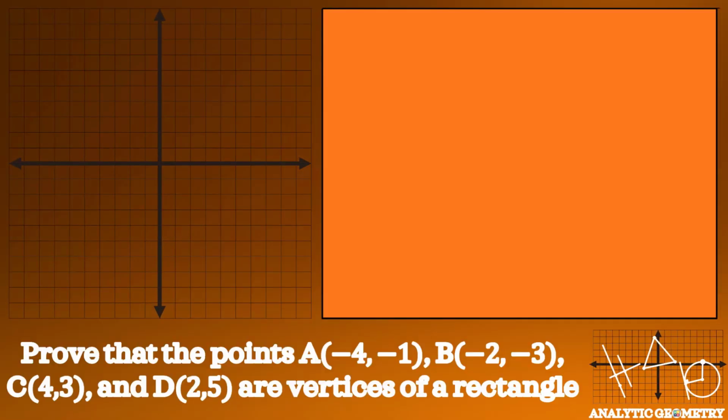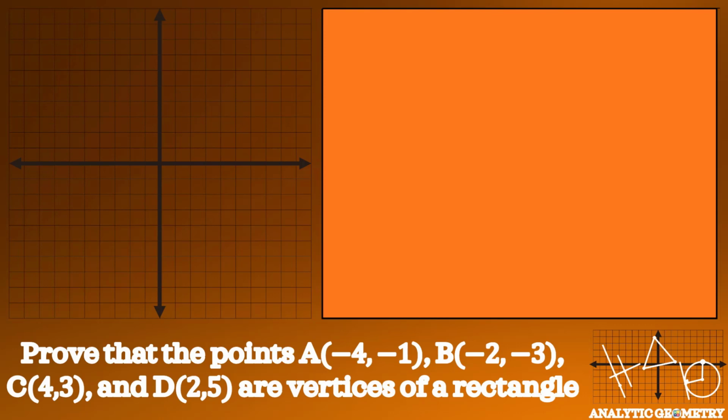Welcome to a new AG session all about analytic geometry. This time we are going to prove that the given points A at (-4, -1), B at (-2, -3), C at (4, 3), and D at (2, 5) are vertices of a rectangle.